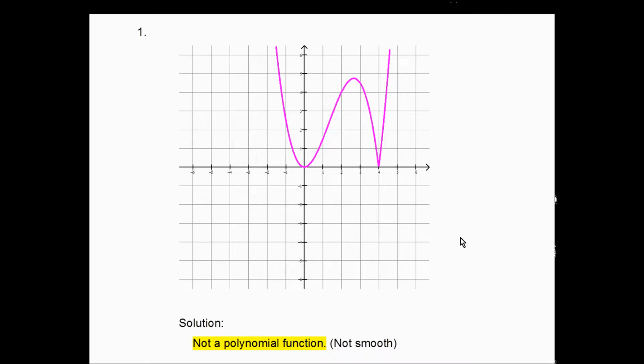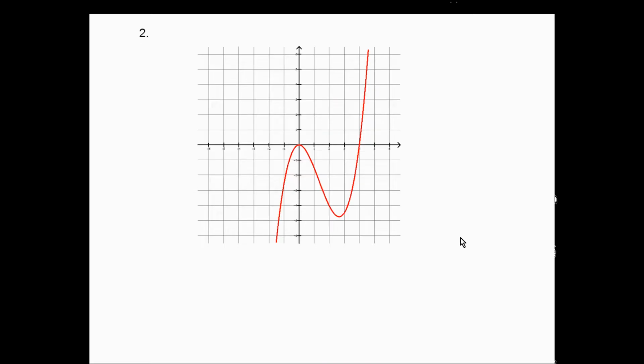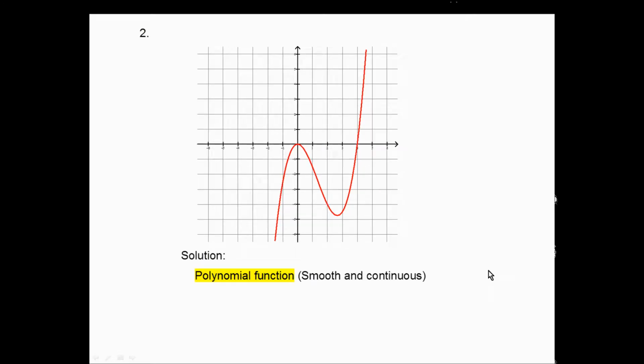Here's my second one. Okay, it is a function. It does pass the vertical line test. It is smooth. It is also in one piece, so it's continuous. It is a polynomial function. It's smooth and continuous.